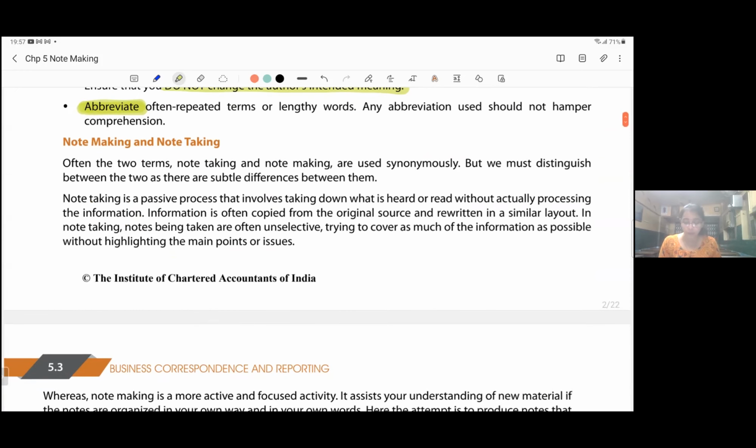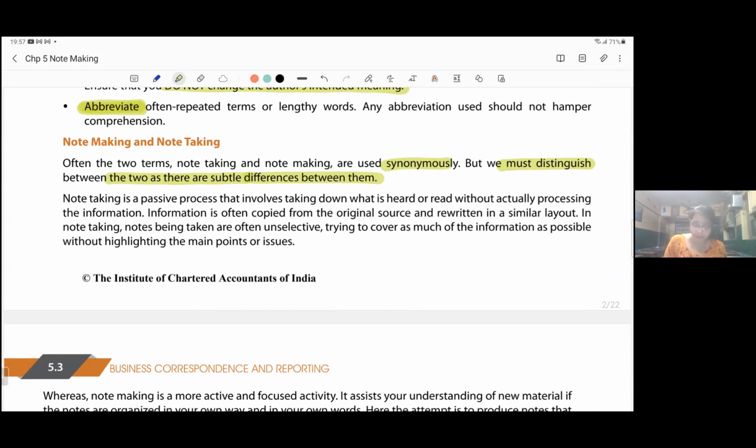Note making and note taking are two terms used synonymously, but we must distinguish between the two as there are suitable differences between them. Note making and note taking are two different things.